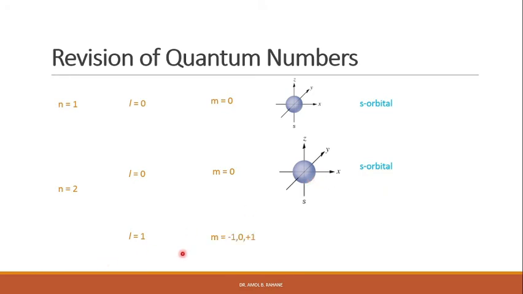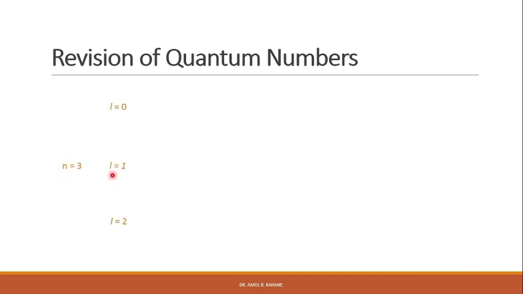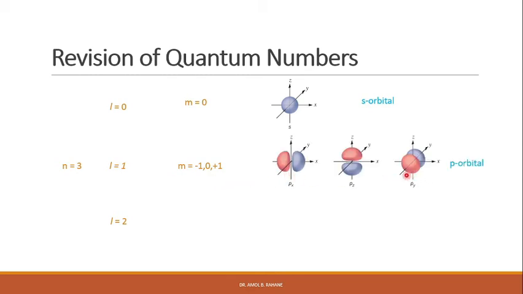For l = 1, we get 3 different orientations of m, that is m = -1, 0, +1, and therefore we get 3 different orientations of p orbital. So l = 1 refers to p orbital and m has 3 values, that means it has 3 different orientations. For n = 3, we can have 3 different values of l, that is 0, 1 and 2. For l = 0, we get m = 0, again an s orbital. For l = 1, m = -1, 0 or +1.